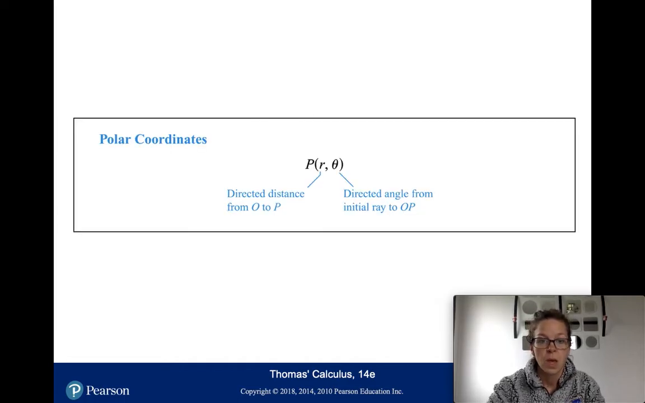So polar coordinates, instead of being an x comma y, are defined as an r comma theta, where r is the distance from O, which is the origin, to the point, and it's a directed distance, so r can be negative. And then theta is the angle from the initial ray, which is the positive x-axis, to the point. And we go counterclockwise when we measure those angles.